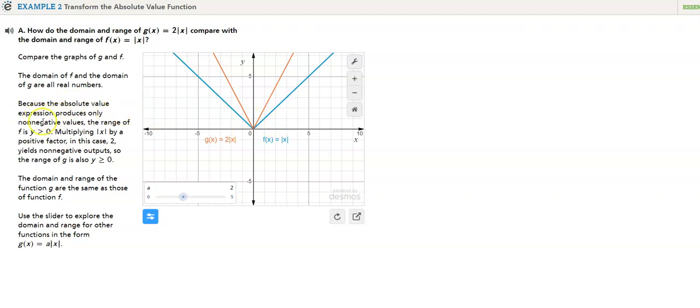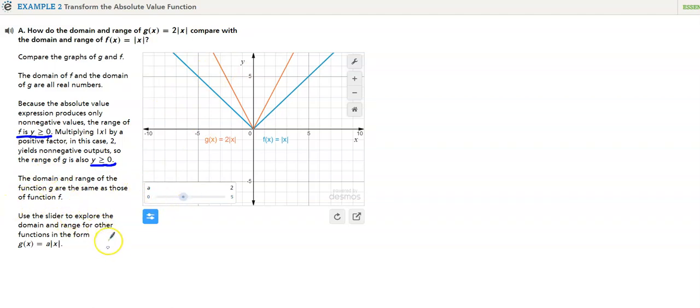Because the absolute value expression produces only non-negative values, the range of f is anything, y is anything, well, let me get my pen back. y is anything greater than or equal to 0. Multiplying the absolute value of x by a positive factor, in this case 2, yields non-negative outputs, so the range of g is also the same thing. Basically, it's showing that these inputs and outputs are the same because they're basically the same graph, they just have different angles. The domain and range of the function g are the same as those of function f.